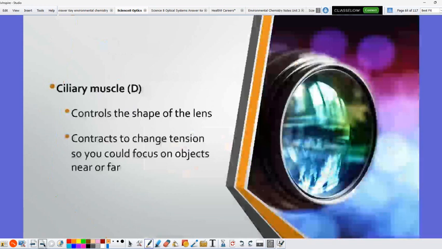Okay, and then we have the ciliary muscle, which controls the shape of the lens. It contracts to change the tension so you can focus on objects near or far.